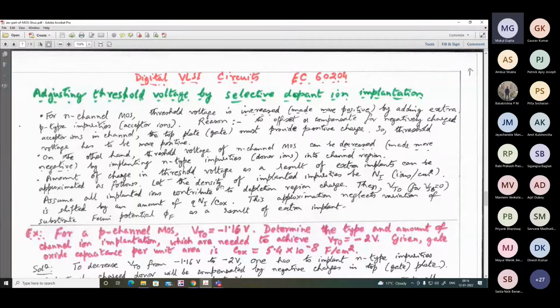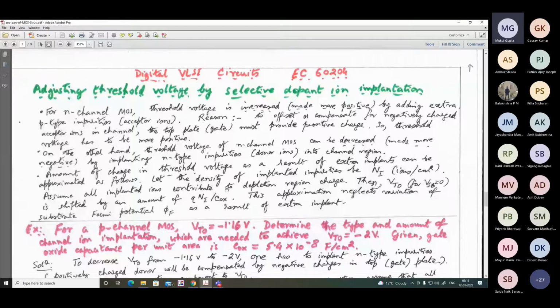The amount of change in the threshold voltage as a result of extra implants can be approximated as follows. Let the density of implanted impurities be Ni ions per centimeter square. Assume all implanted ions contribute to depletion region charge. This is also another tacit assumption. Then VTO for VSB equal to 0 is shifted by an amount QNi by COX.